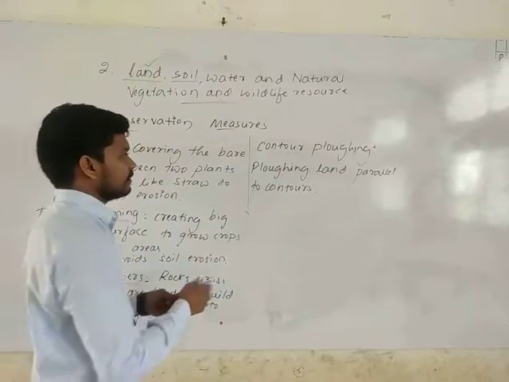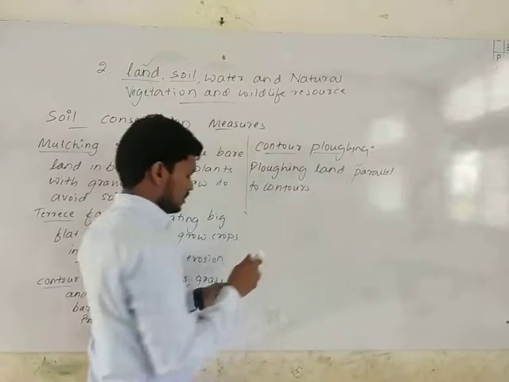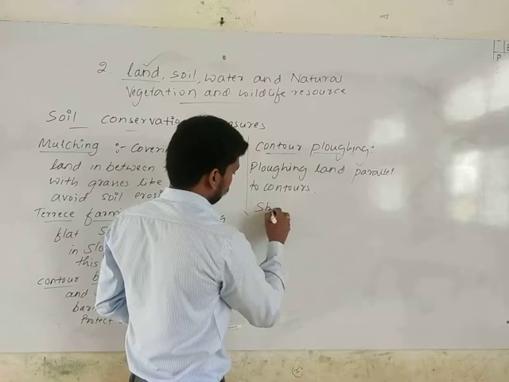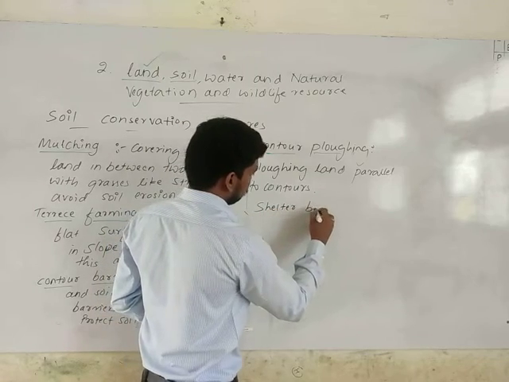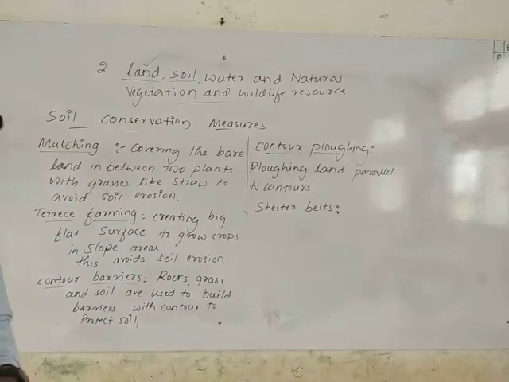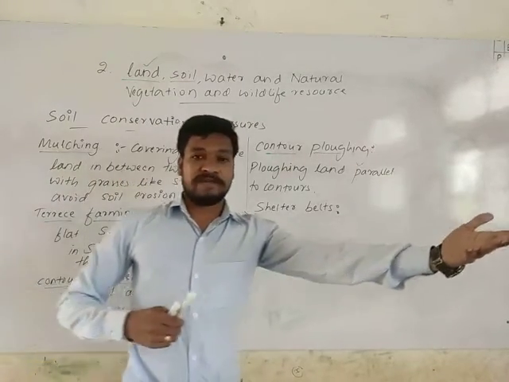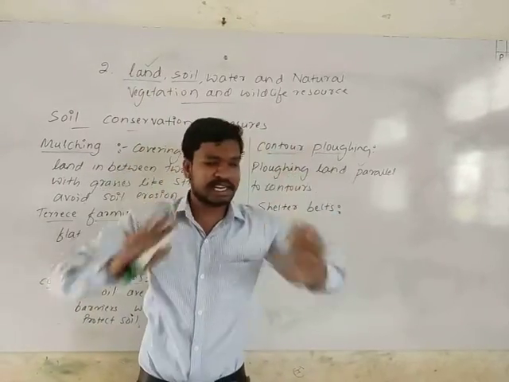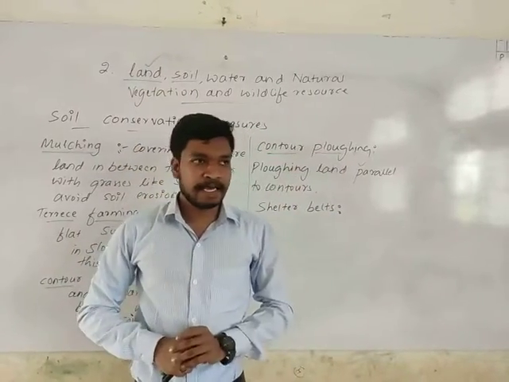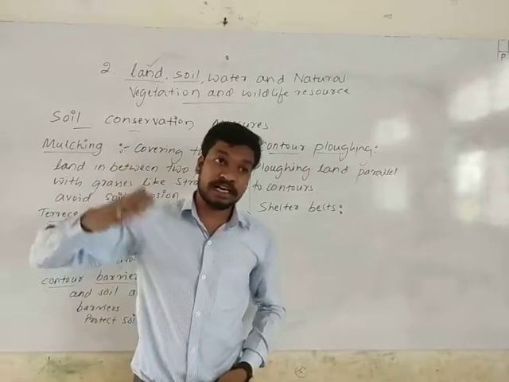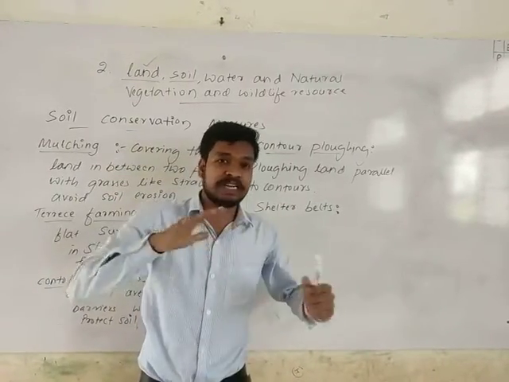So it will avoid the soil erosion. The next one is about shelter beds. What is this shelter beds? Mainly in the northern part of Karnataka and Madhya Pradesh, we don't have much mountain ranges, we don't have hills, and we don't have big buildings in between this agriculture field. The velocity of wind which blows here is very high.